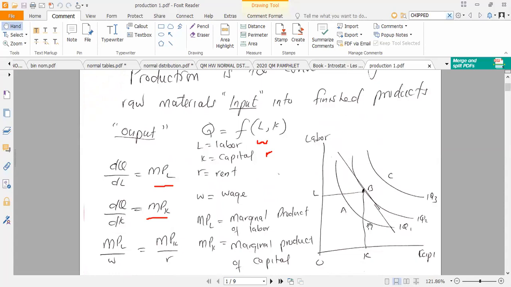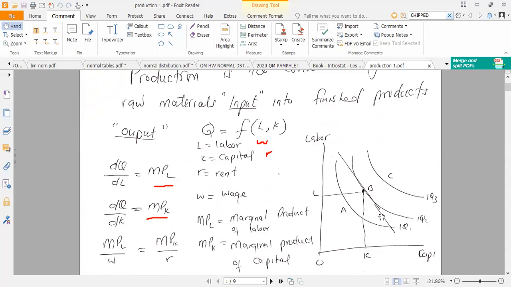These isoquants are convex to the origin. They are parallel to each other. Isoquant number 3 has higher output compared to isoquant 2, which is higher than isoquant 1.